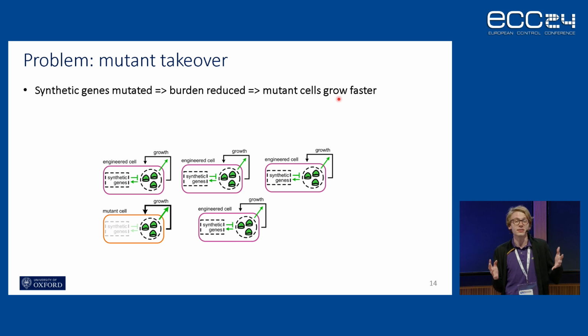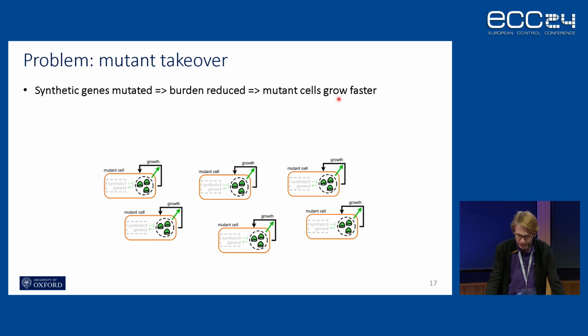But when these synthetic genes are mutated and are no longer expressed, then there are suddenly more resources available for the cell. So the mutant cell starts growing much faster, and eventually it will outgrow and displace the engineered cells from the population, which is, of course, a major limiting factor for the productivity and the durability of engineered biotechnologies.